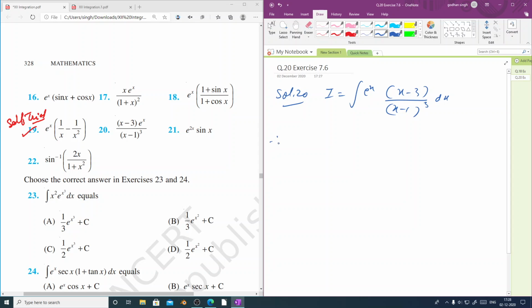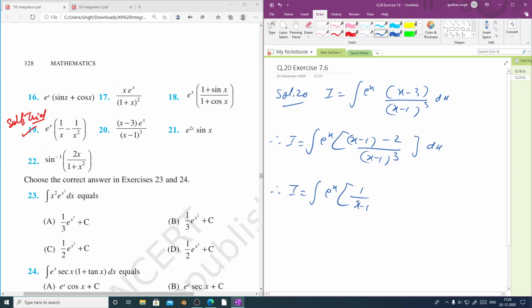So we'll rewrite the numerator in that form. Therefore I equals integration of e raised to x into (x minus 1 minus 2) over (x minus 1) whole cube dx. Now we'll separate it. Therefore I equals integration of e raised to x, here we will be getting 1 over (x minus 1) whole square minus 2 over (x minus 1) whole cube, and this is dx.